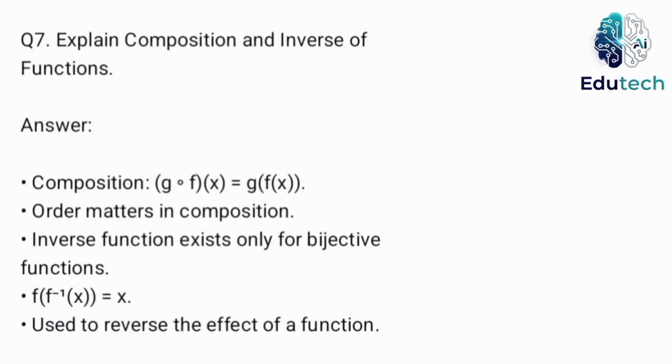Explain composition and inverse of functions. The composition of two functions f and g is defined as g composed with f of x is equal to g of f of x, meaning we first apply function f and then apply function g to the result. The order of composition is important. The inverse of a function reverses the effect of the original function and exists only if the function is bijective. If f has an inverse, then f of f raised to minus 1 of x is equal to x. Inverse functions are useful in solving equations and reversing processes.